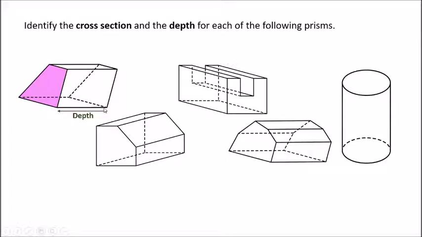That's not the only correct answer. For example, if you see where I'm wiggling my cursor, either this length or this length, they're also the depth. So the depth just means how far back it goes from the cross-section.